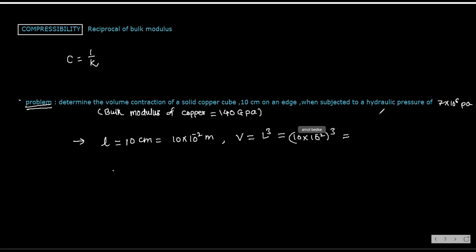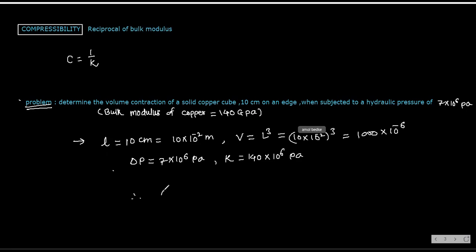This is equal to 1000 into 10 to the power minus 6. Okay, we got the volume. Next, delta P is given. Delta P is how much? 7 into 10 to the power 6 Pascal. And K is also given. How much is K? 140 gigapascal. So K is equal to 140 into 10 to the power 6 Pascal. Right?